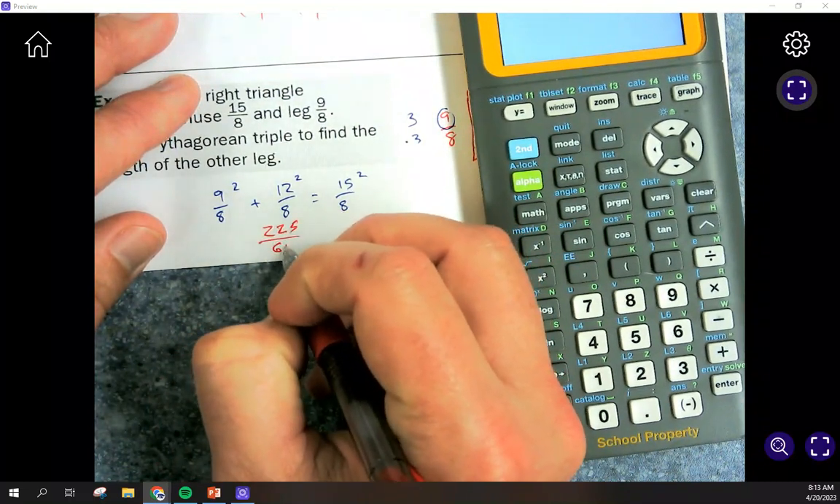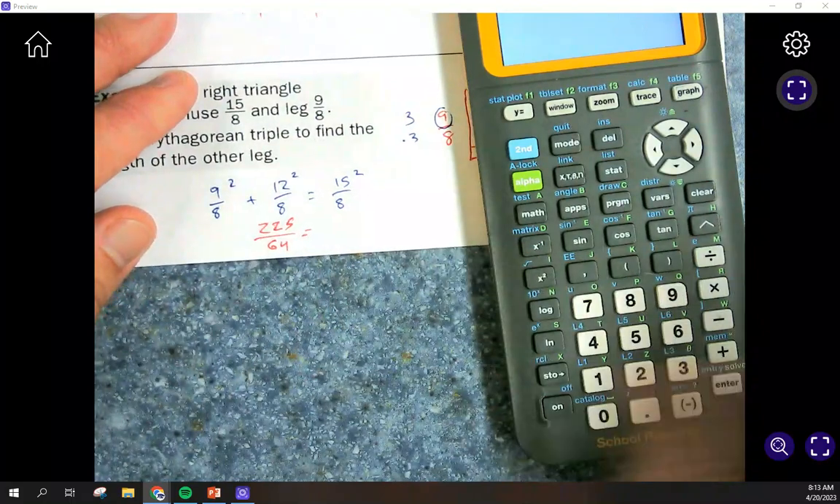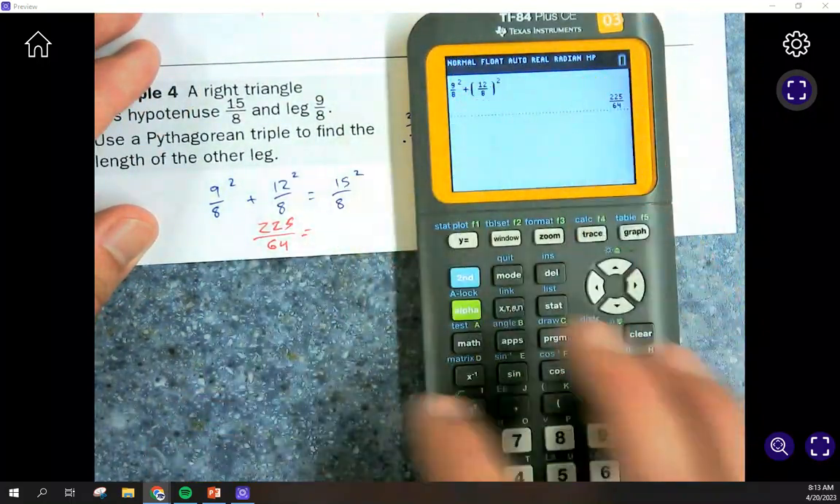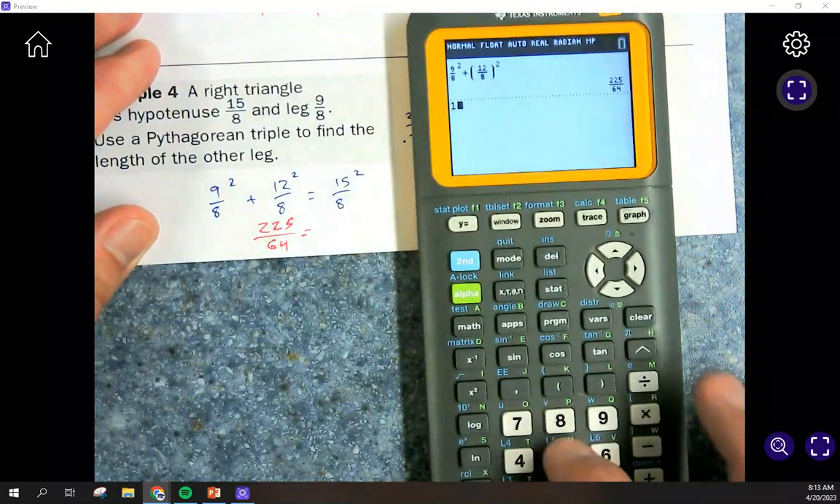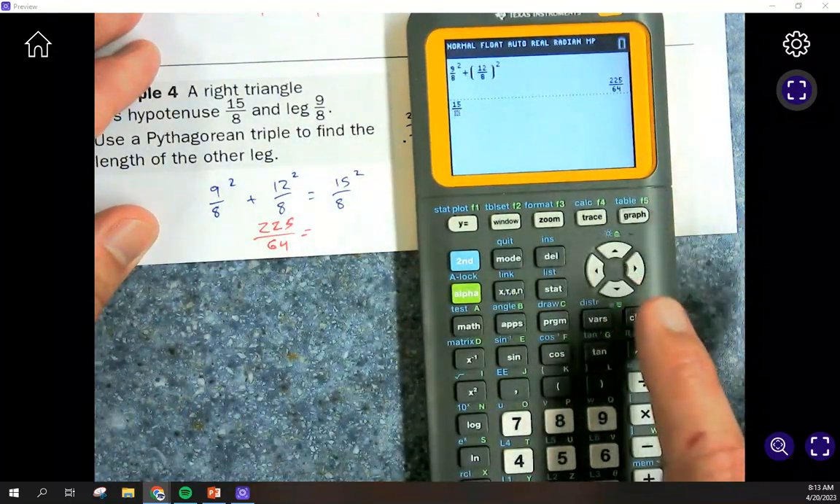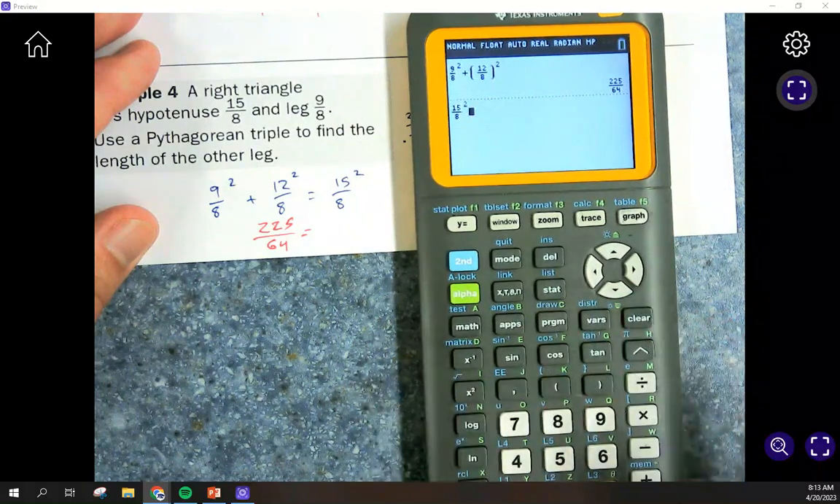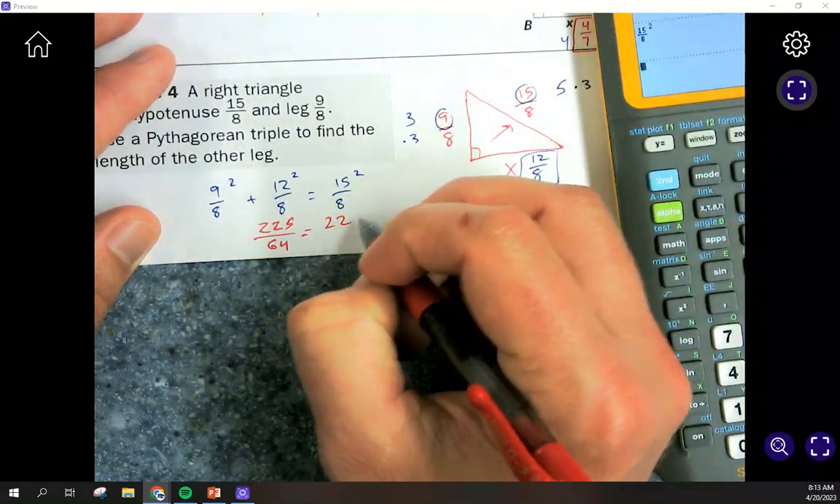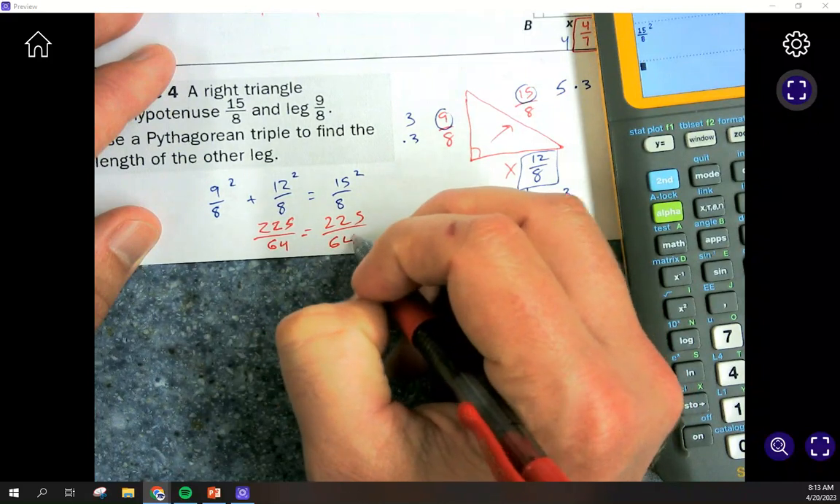I don't expect you to do this every time, but it might be nice to check your work on a test and know if you've got it right. And then, so that should equal the other side if this is correct. So I'm going to do 15/8 squared. And sure enough, I get 225/64, and I know my answer is correct.